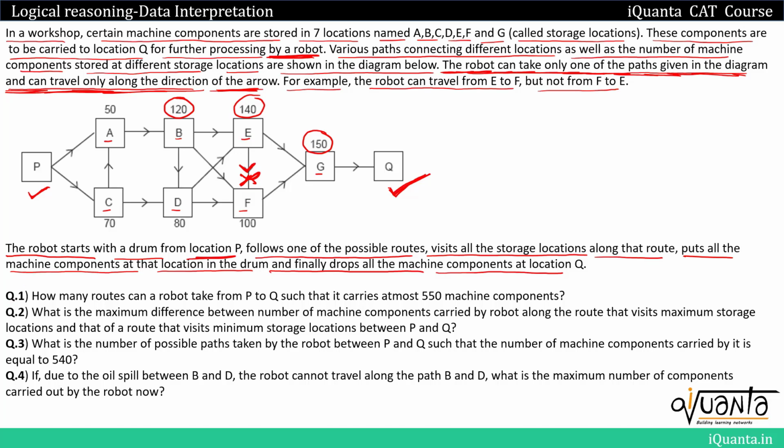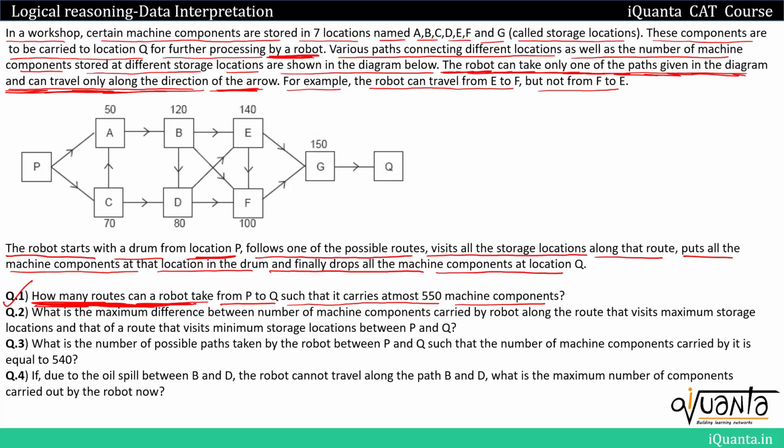Now the first question that we have is, how many routes can a robot take from P to Q such that it carries at most 550 machine components? So at most 550 means less than or equal to 550. So first of all, we have to take care of all the possible routes from P to Q. So we'll form a table. We'll try to put in all the possible routes from P to Q, and along with that we will also find out the total number of components that the robot puts into his drum while going through a particular route.